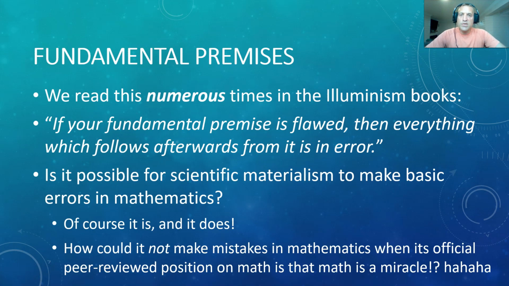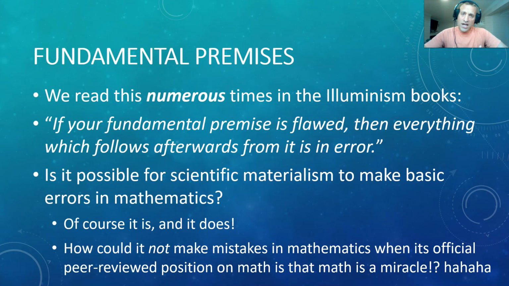So here's a question: is it possible for scientific materialism to make basic errors in mathematics? Is that possible? Of course that's possible, and of course it does if you've been reading the God series books. Of course you know it's possible for scientific materialism to make basic mistakes with mathematics and with interpreting mathematics.